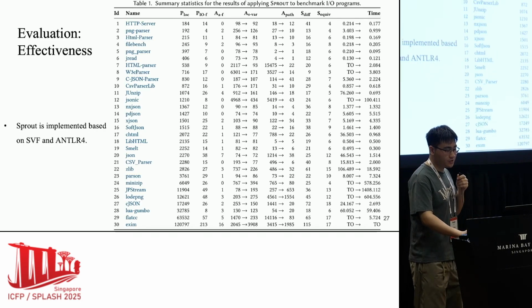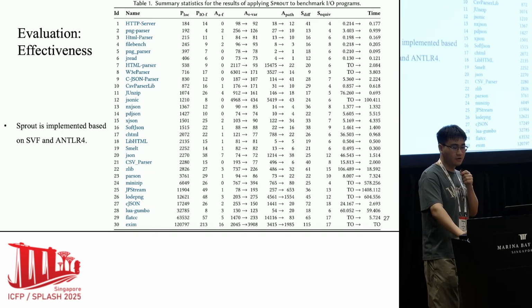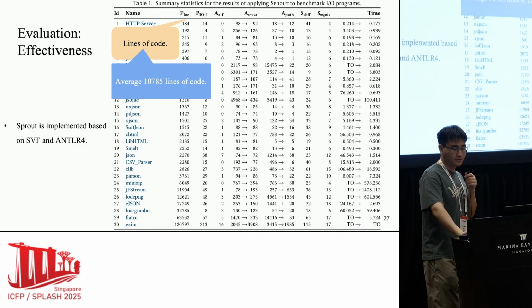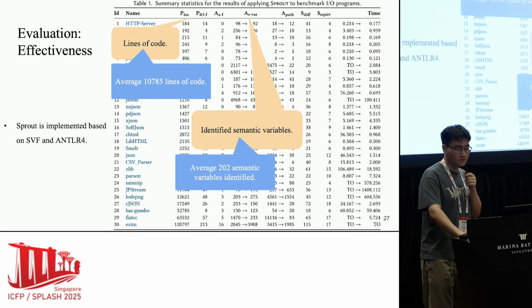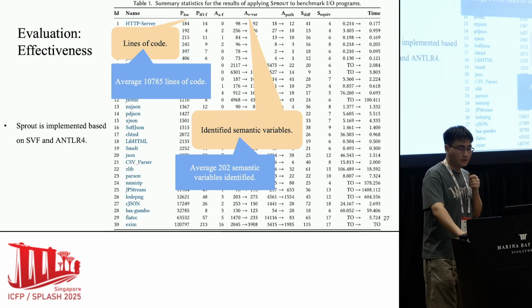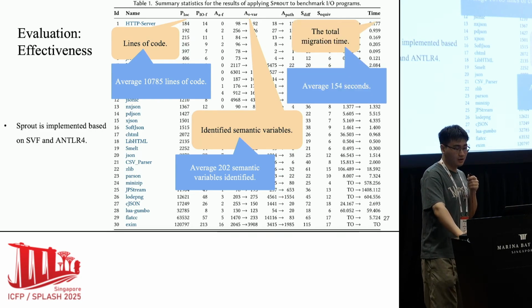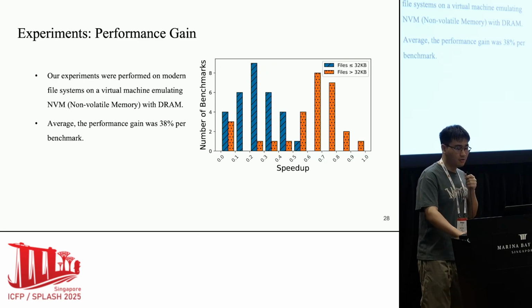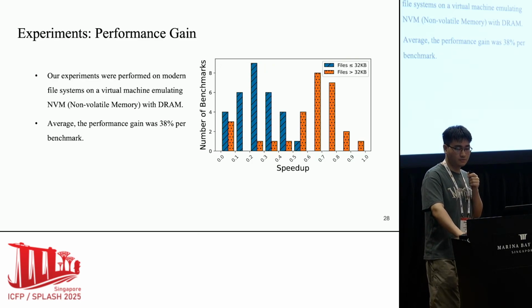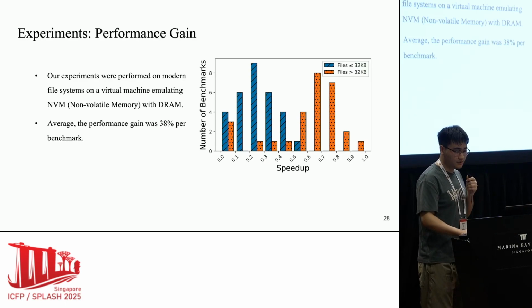Our benchmarks range from hundreds to hundreds of thousands of lines of code, averaging about 10,000. Sprout identified an average of 202 variables with semantic types per benchmark. And the average migration time is 154 seconds. We also evaluated how much faster the migrated programs run. We used new hardware such as NVM, emulated by DRAM within a virtual machine. The average performance gain was 38% per benchmark. Please refer to the paper for further details.